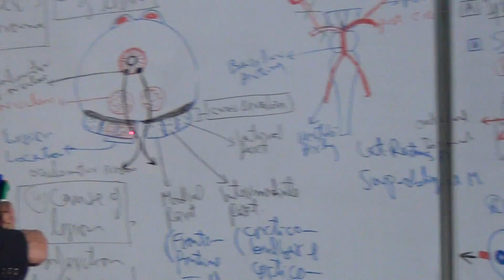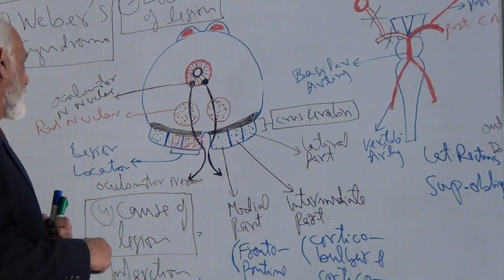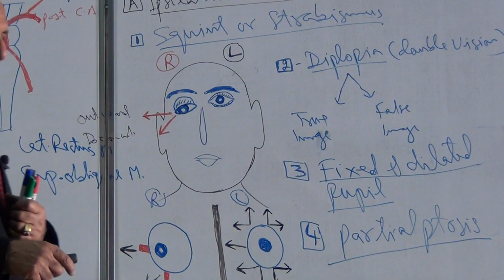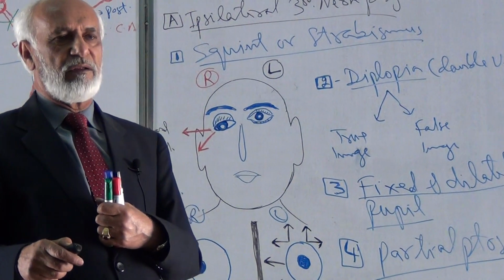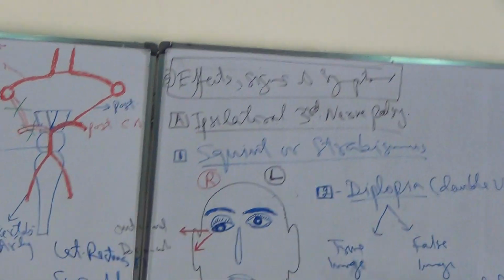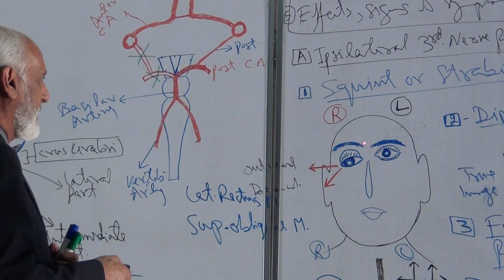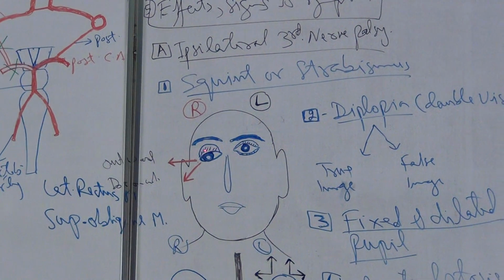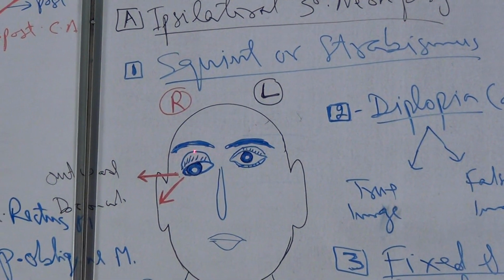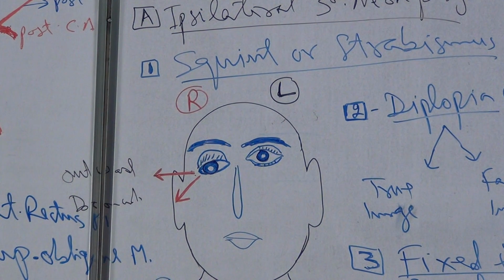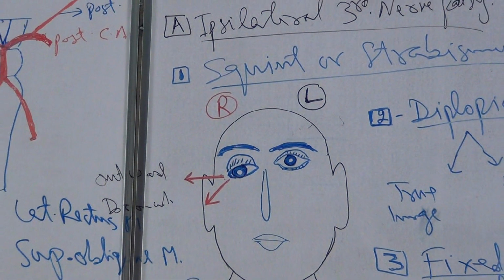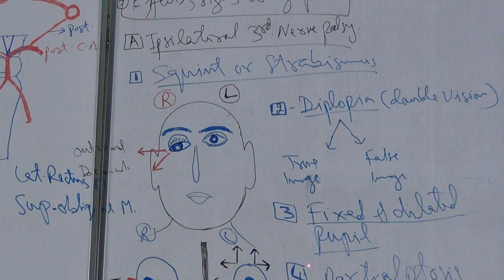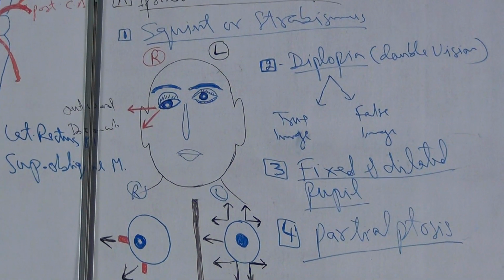Because there is involvement of the motor fibers of the oculomotor nerve, the skeletal part of the levator palpebrae superior muscle will be paralyzed, and it will result in partial ptosis. Partial ptosis because the sympathetic innervation is intact, but the motor nerve fibers supplying the skeletal part of the levator palpebrae superior muscle are damaged, and the skeletal part is paralyzed, which will result in partial ptosis of the upper eyelid.